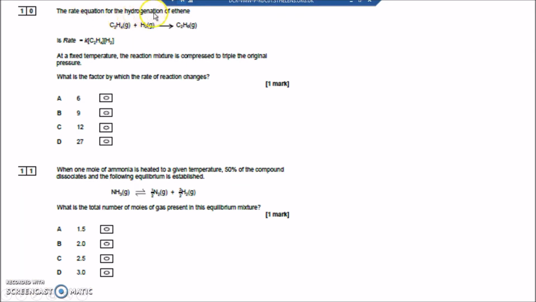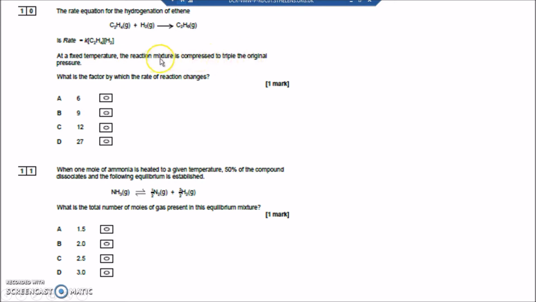The rate equation for the hydrogenation of ethene. So hydrogenation is a reaction with hydrogen. Hydrogen adds across the double bond to make ethane. Rate equals k multiplied by the concentration of ethene multiplied by the concentration of hydrogen. At fixed temperature, the reaction mixture is compressed to triple the original pressure. So at fixed temperature, they're saying that k, the rate constant, remains the same. k only changes if the temperature changes.